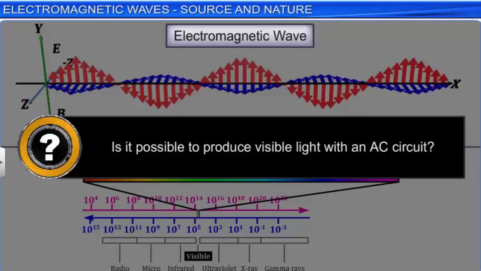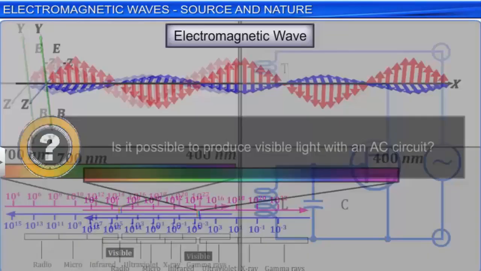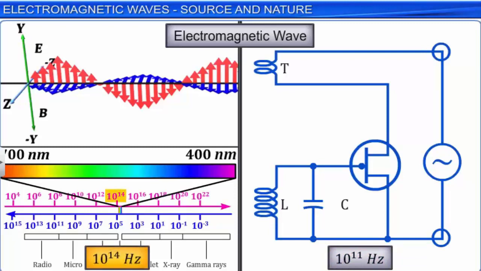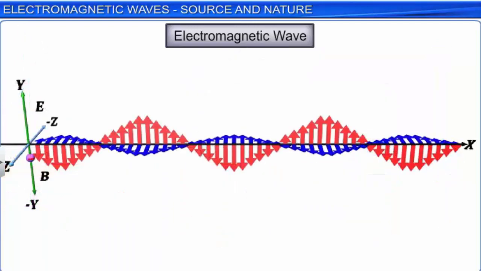The maximum frequency that can be produced with modern electronic circuits is in the order of 10^11 Hz. Whereas, the frequency of visible light is in the order of 10^14 Hz. Hence, visible light cannot be produced in an AC circuit with oscillating currents. From the above discussion about electromagnetic waves, it is clear that the electric field E and the magnetic field B oscillate perpendicular to each other and perpendicular to the direction of propagation of the wave.